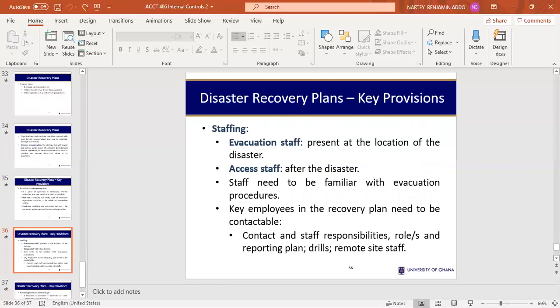You see, access staff after the disaster. Staff need to be familiar with evacuation procedures. Key employees in the recovery plan need to be contactable. You should be able to contact key employees. And then contact and staff responsibilities, rules and reporting plans, drills, and remote site staff, and so on.